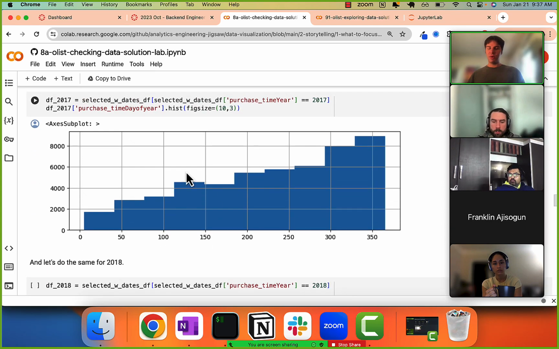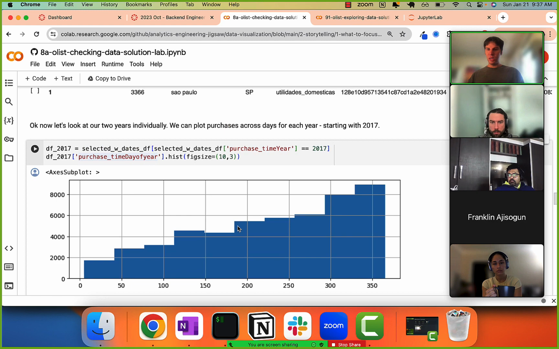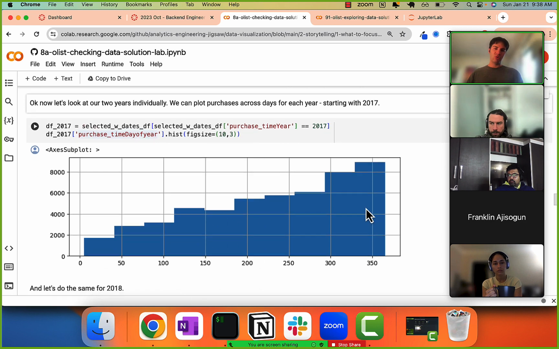So this is what I did. Let's instead look at it individually, and I think we plotted it by week. Oh, purchases across days. So we can see we're steadily growing, but we do have data throughout all this time period. You could ask, does this make sense? I would probably ask someone on the business side, does this make sense that this is growing, or is this a feature of us not collecting the data as well, or does this represent true growth?